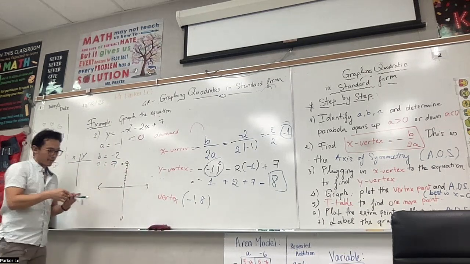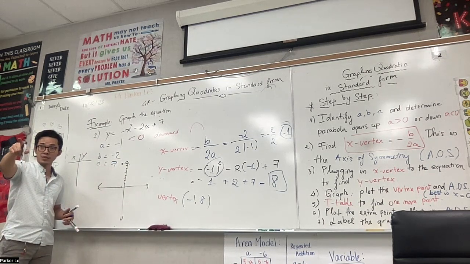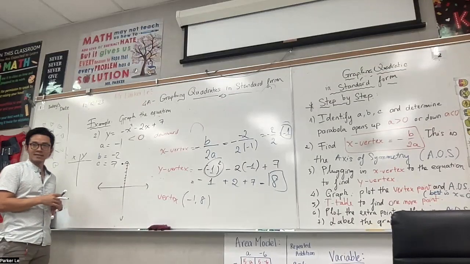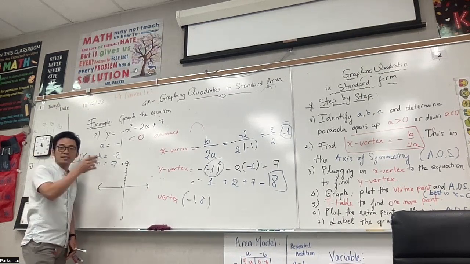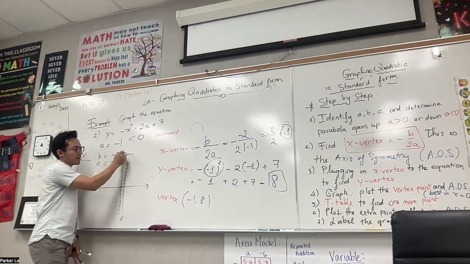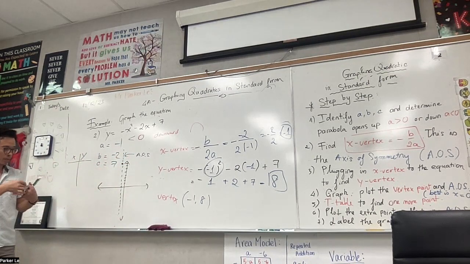This is my vertex. How can I draw my AOS? Yeah, Jose, you raised your hand? Okay, Ramon. How do you draw the AOS? The line, where's the line? This is a vertical line, remember that. The line has the vertex, okay? Remember, that's the AOS. Alright, so you already got the AOS.